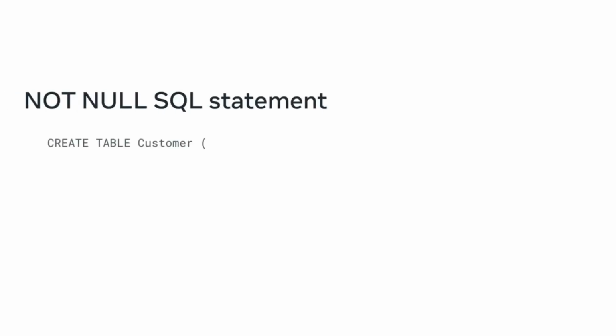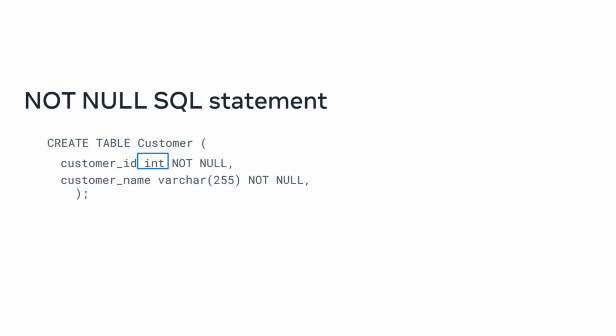The not null default value is implemented using a SQL statement. A typical not null SQL statement begins with the creation of a basic table in the database. I can write a create table clause followed by customer to define the table name, followed by a pair of parentheses. Within the parentheses, I add two columns, customer ID and customer name. I also define each column with relevant data types, int for customer ID as it stores numeric values, and varchar for customer name as it stores string values. Finally, I also declare a not null constraint for each column. This makes sure that neither column will accept null values. Now, any operation that attempts to place a null value in these columns will fail, like inserting or updating data.